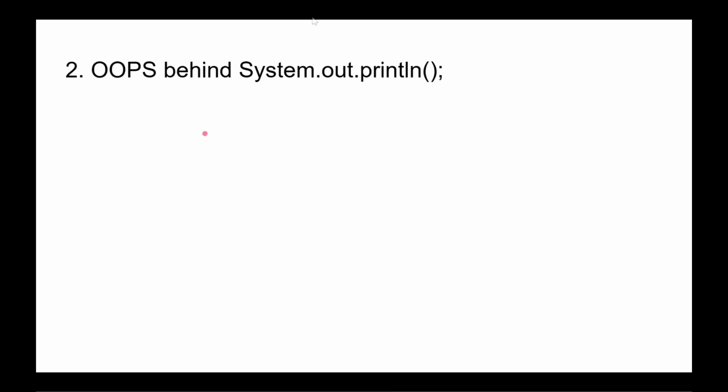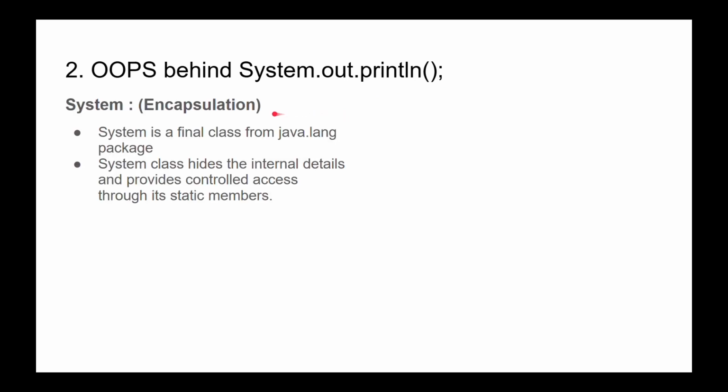Next, second question: object-oriented programming principles behind the System.out.println statement. Here we can see how OOPS is incorporated in this statement. First one, System. System is an example of encapsulation, where System is a final class from the java.lang package, and it hides the internal details and provides controlled access through its static members. It has the static members and it has controlled access in the System class. That's why it is an example of encapsulation.